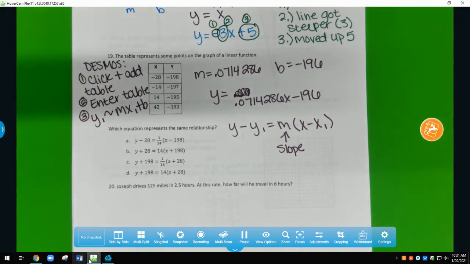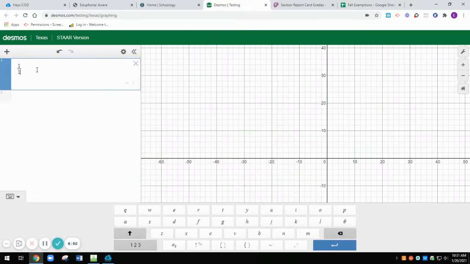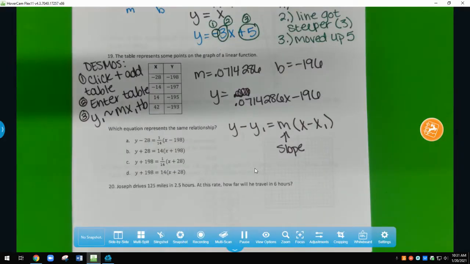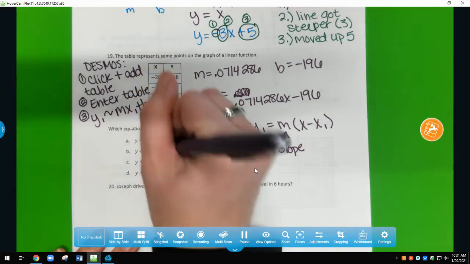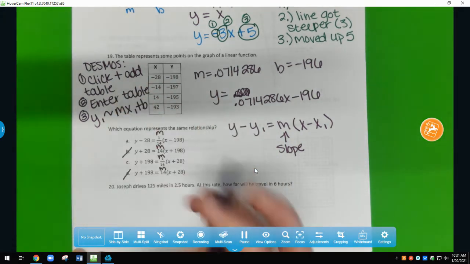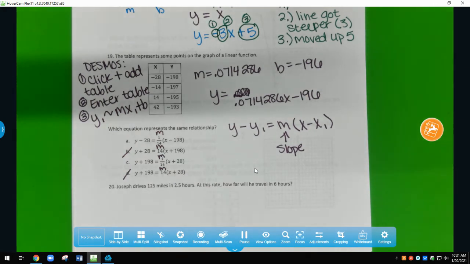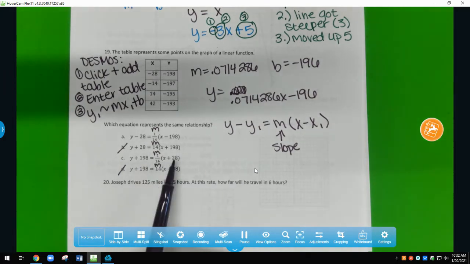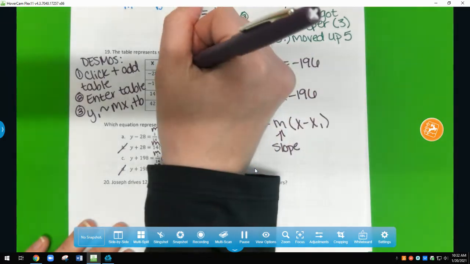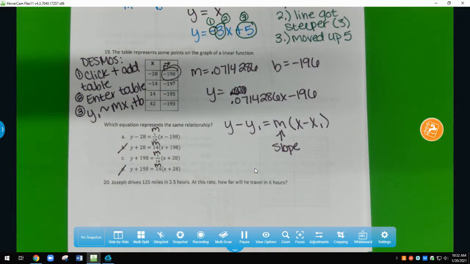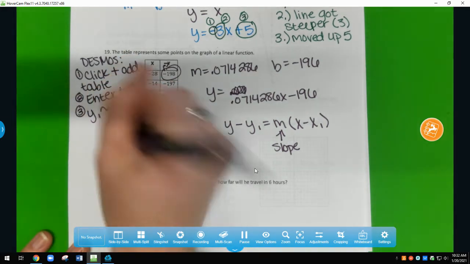So if I go into Desmos and do 1 divided by 14, I get that long decimal. So it's 1/14 because that decimal matched my other one. So I know the m needs to be 1/14. So I can get rid of D and I can get rid of B. Okay, after that, let's look. This has 28 and 198. This has 198 and 28. If I look, the 198 is in the y column, so it needs to be next to y. So my only option is C.